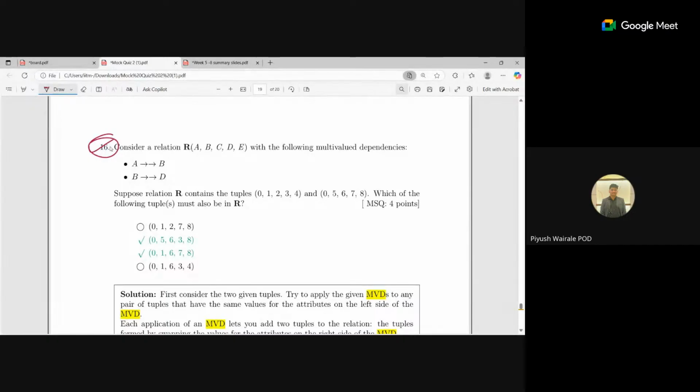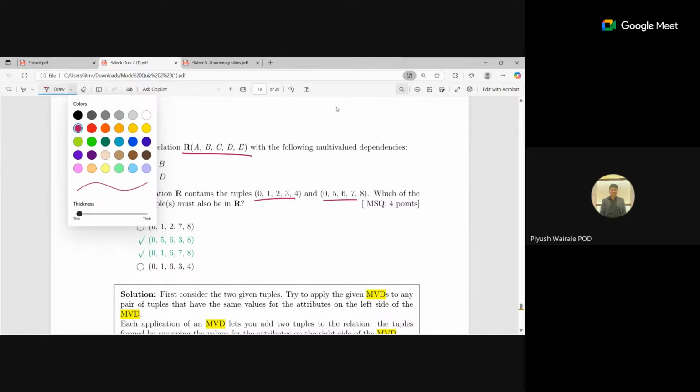Anyone attempted this particular question? Okay. So here we have this A, B, C, D, E following MVD, right? And our tuples consist of these two rows, right? So which of the following tuples must be in R here? Let's try to solve this question.